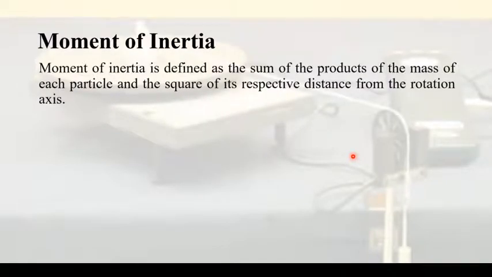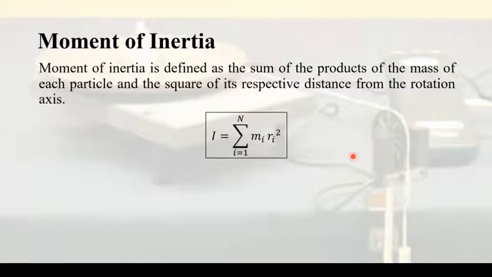Moment of inertia is defined as the sum of the products of the mass of each particle and the square of its respective distance from the rotation axis. So this is the definition for moment of inertia. I equals summation m_i r_i squared. So you are going to add up the moments of inertia from every single particle. If you have one particle, you use one particle. If you have two, you add up two of them. If you have three, then you add up the moments of inertia from the three particles.